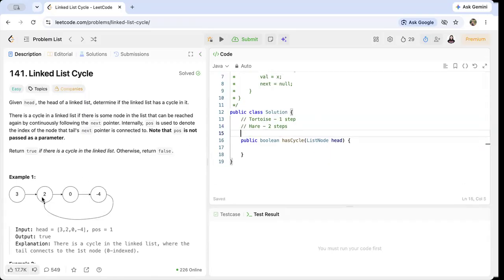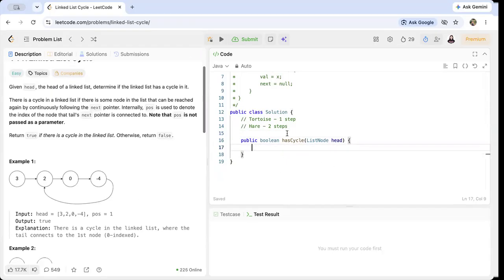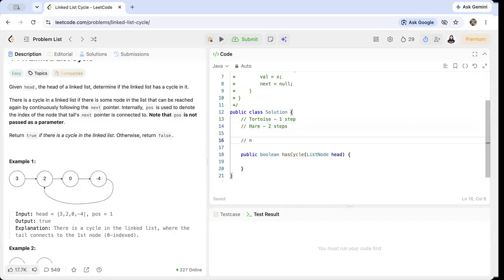Let's say there's no cycle. What will happen? My fast pointer moves two steps at a time, and let's say there are n nodes in my linked list. So my hare will reach the end of the linked list in n by two steps. Fast will run, and if my fast becomes null, or fast dot next becomes null, we know that there is no cycle, correct?